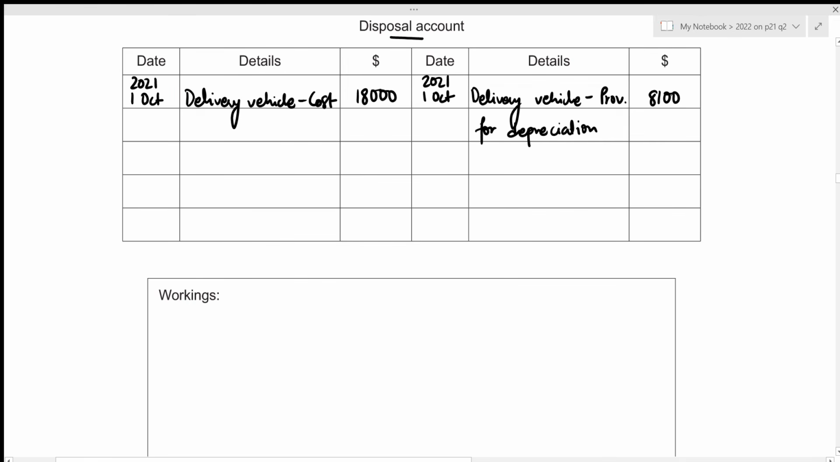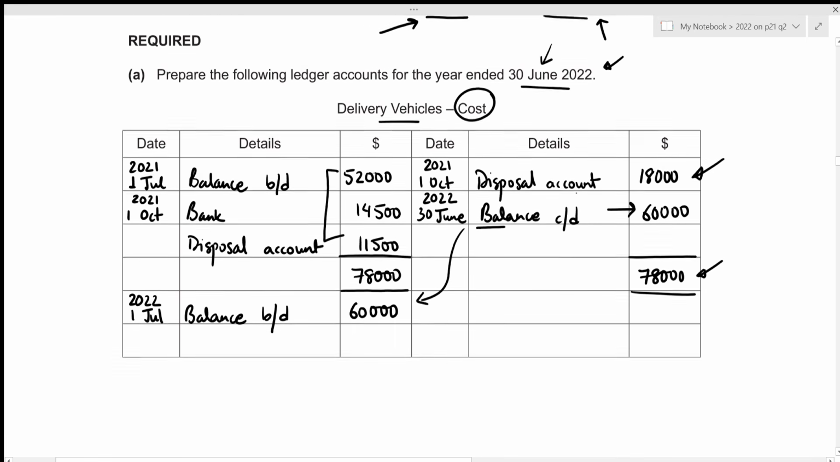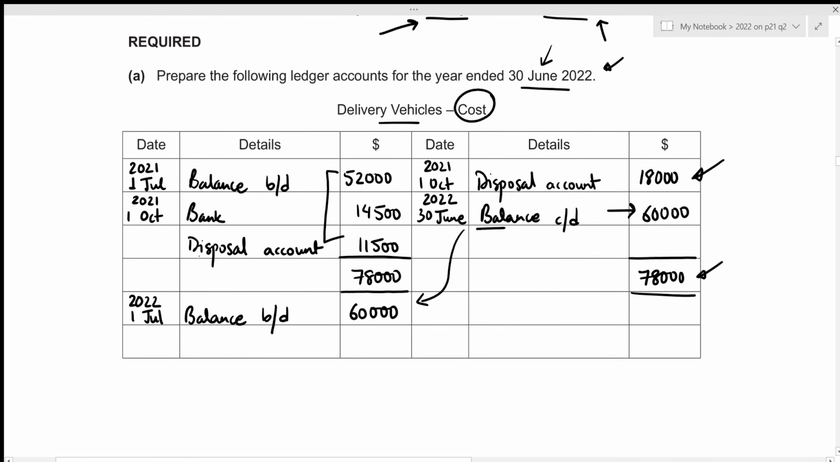And next, we need to record the part exchange value, right? Because we did not sell it, we part exchanged it for a new vehicle. Let's write it down. That will be delivery vehicle part exchange value. And again, this is also recorded in our delivery vehicle cost account right here. The disposed asset was part exchanged for the value of 11,500. So let's copy this amount.